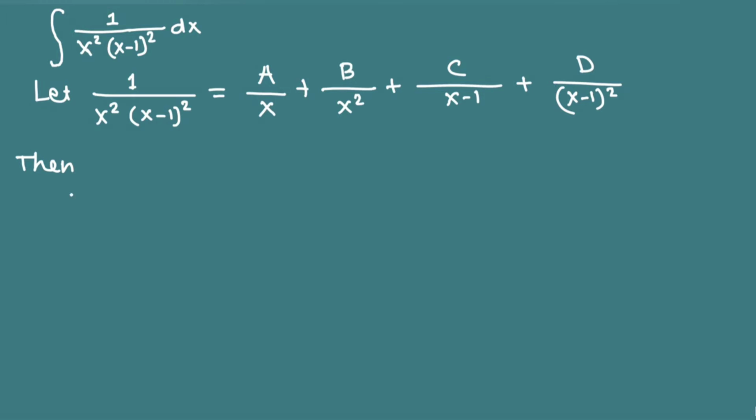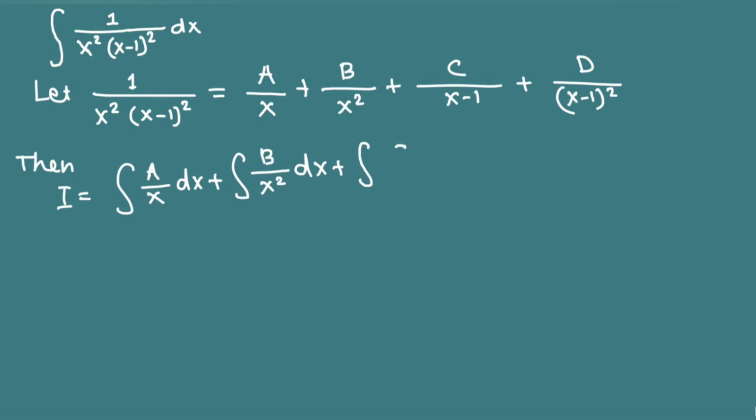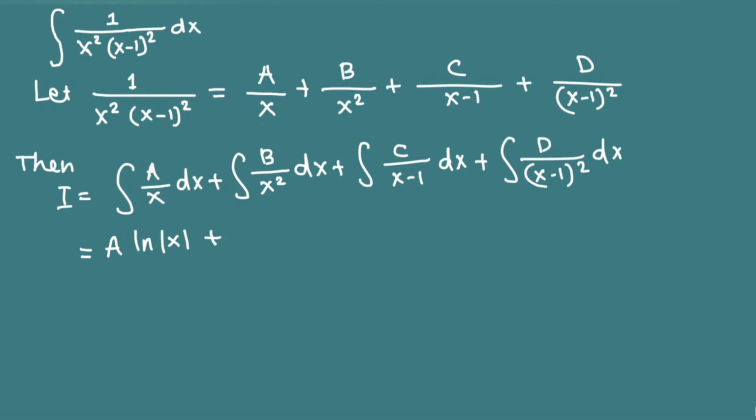Then the integral I is the integral of a over x plus b over x square plus c over x minus 1 plus d over x minus 1 quantity square. We will determine the values of a, b, c, and d later. Okay, a is a constant, so we can pull it outside and 1 over x dx remains. The integral of 1 over x is natural log of absolute x, plus b outside, 1 over x square.